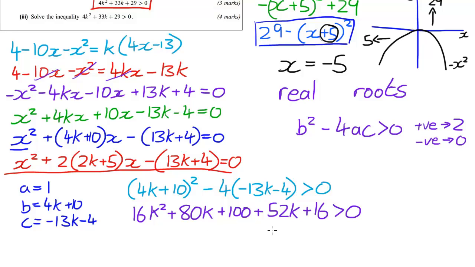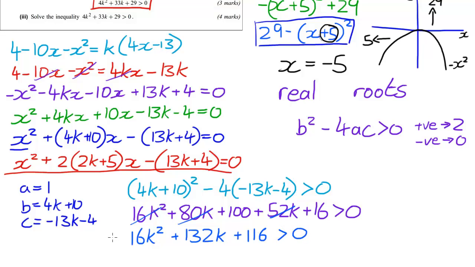Now I'm going to try and consolidate. I'm going to try and put all my terms together. So we're going to have just 16k squared, there's only one of them, you can cross that out now. And then we have 80 plus 52, which I believe is plus 132k, plus 132. Then we have plus 116, and that's going to be greater than 0.